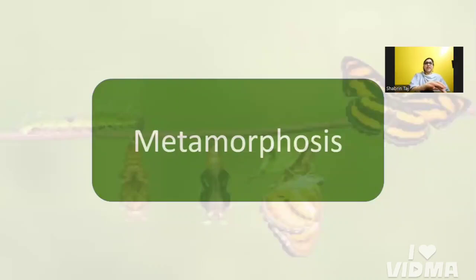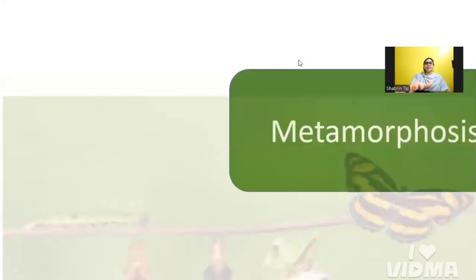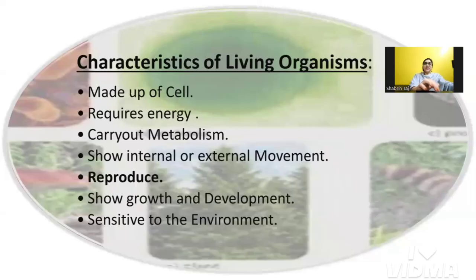Characteristics of living organisms. So the slides. Here we know that living organisms are made up of cells. They require energy to carry out their functions. Then they carry out metabolism. They show internal or external movement.